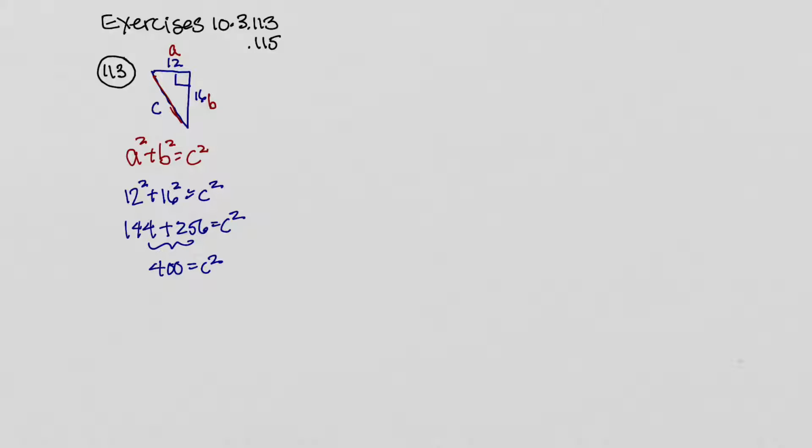So we're going to have here the square root of 400. That'll be the square root of c squared. Square root of 400 is 20. Square root of c squared, that's c. So I think we've got it there.